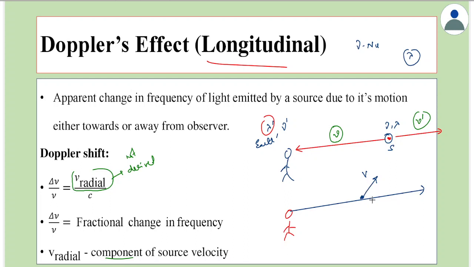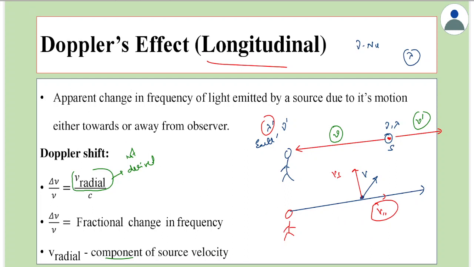In this case, we can find two components of v. A component which is along the line of sight is called v parallel in general. The component which is normal to this is called v perpendicular. What we want is only this component which is parallel to the line of sight. This is called v parallel, and this is called v radial. So in cases where the source directly approaches or recedes, v radial is the same as v only. Otherwise, it is the component of the velocity along the line of sight.